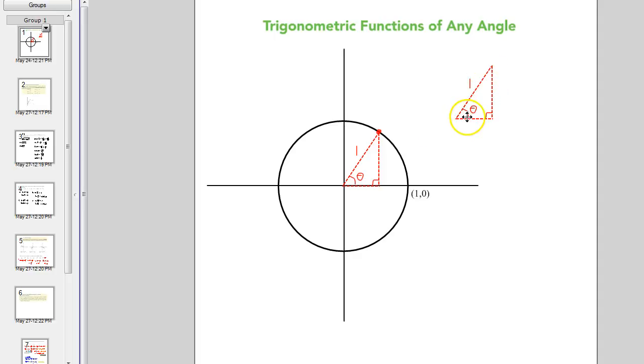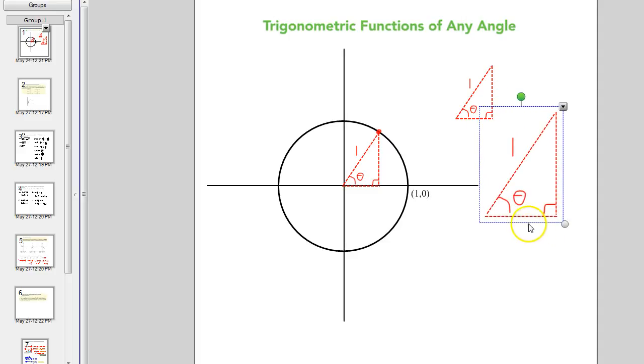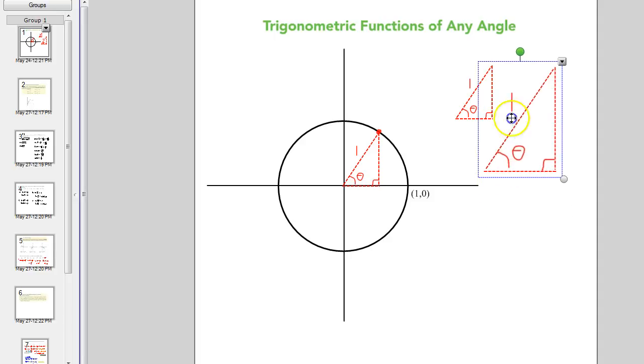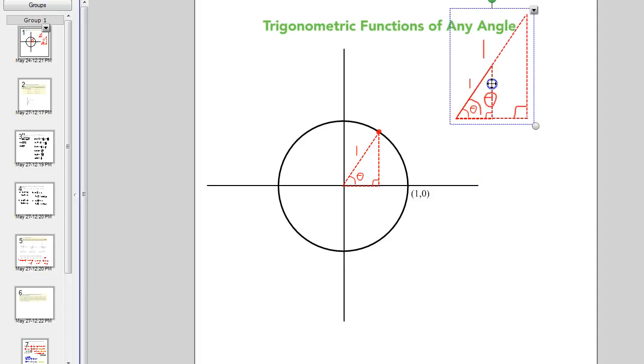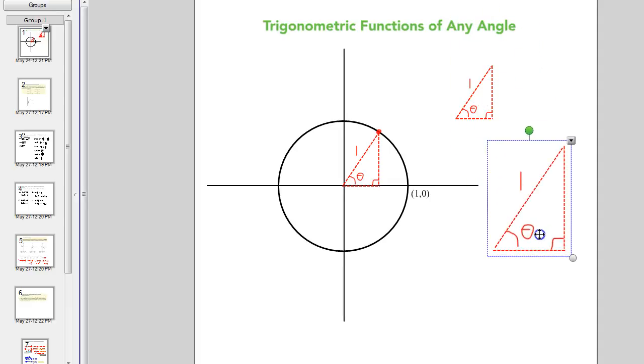But then we said, okay, well I could take this triangle and I could create a larger triangle just by making the triangle bigger, and this angle is still the same angle that it was to begin with. The angle's preserved, and this is a 90-degree angle, so it's preserved. So these are similar triangles.